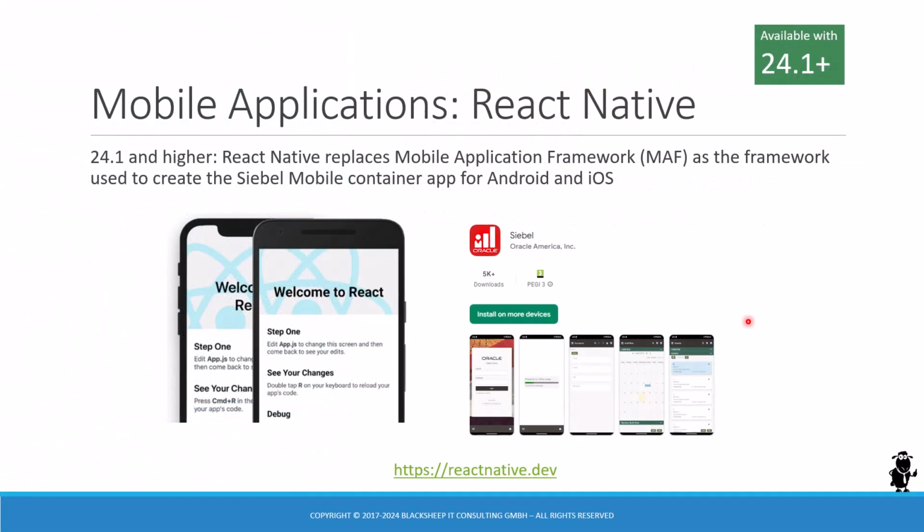So the Siebel mobile applications are a bit confusing if you don't work in the Siebel mobile realm. You find an application called Siebel on Google Play or on the iOS App Store. And those are not full-fledged Siebel applications. They are merely frameworks to host basically a browser, and that browser displays the Siebel web application. That is the Siebel mobile application. And Oracle changed the development framework for that mobile application to React Native in 24.1.